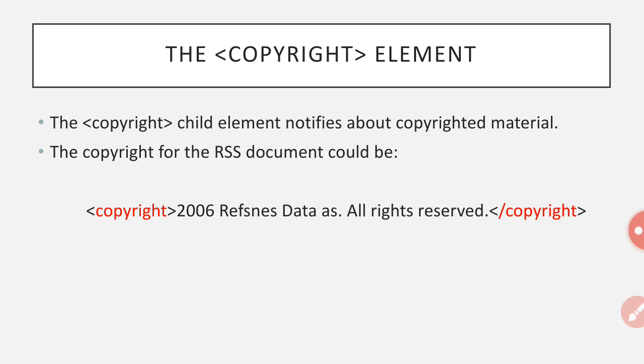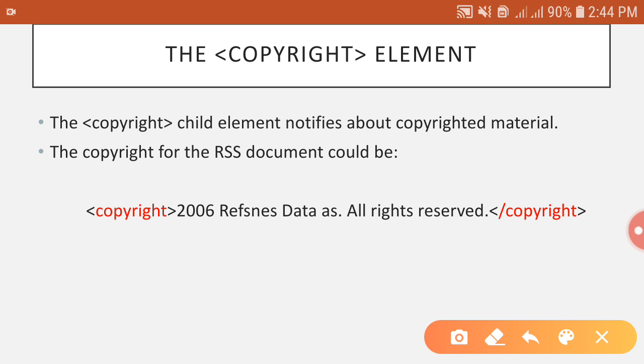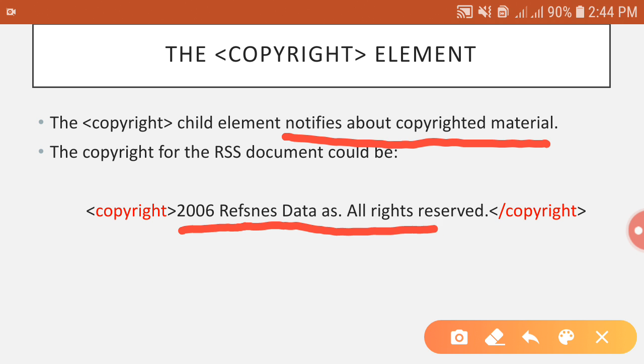The next optional child element of the channel element is the copyright element. The copyright child element notifies about copyrighted material. See this example. The copyright information is enclosed between copyright and /copyright elements. Okay.